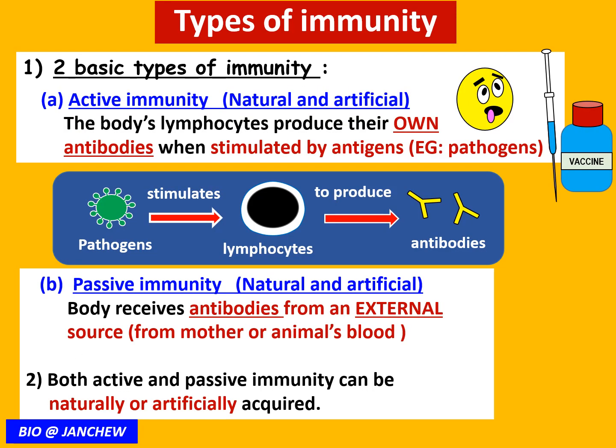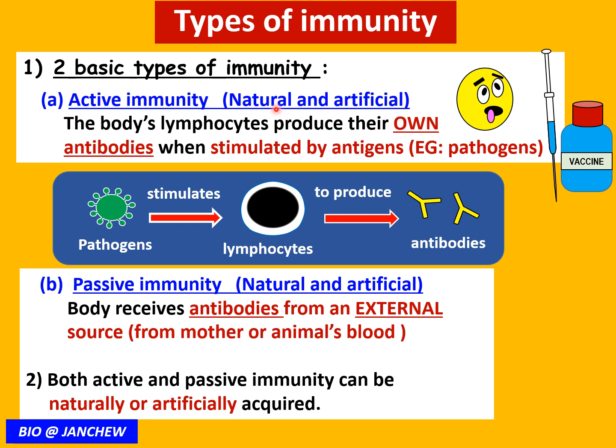Now, immunity can be divided into two types, active immunity and passive immunity. In active immunity, the body's own lymphocytes produce their own antibodies when they are stimulated by antigens, which are foreign particles that have entered the body, such as pathogens. So these antigens will stimulate the body's own lymphocytes to produce specific antibodies to destroy the antigens. Okay, so the body was active in producing its own antibodies. So that's why we call it active immunity.